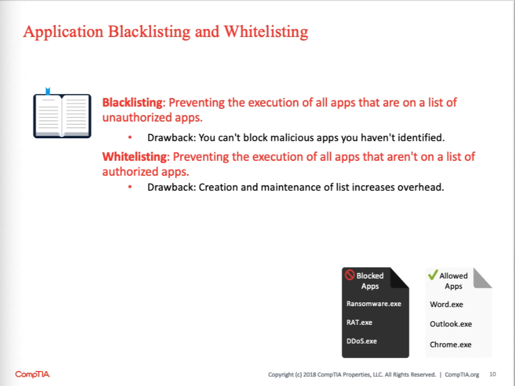So whitelisting is going to be preventing any execution of apps that are not on a list of authorized applications. So the problem with this is you have to continue to update this. You may not know everything that you want to allow on your system. So we need to have some sort of balance here. Whitelisting is going to be more thorough than blacklisting, but the administrative overhead could be a problem, right?